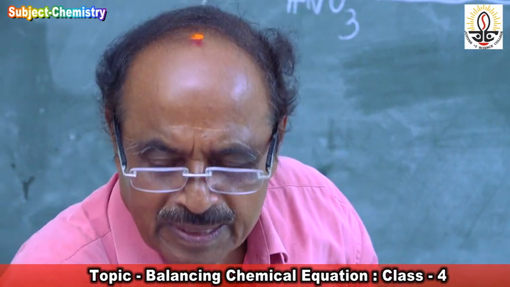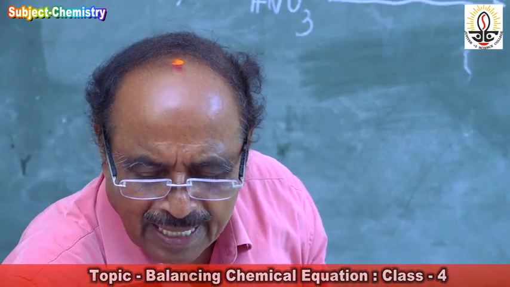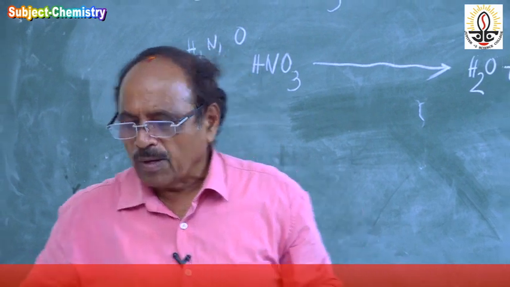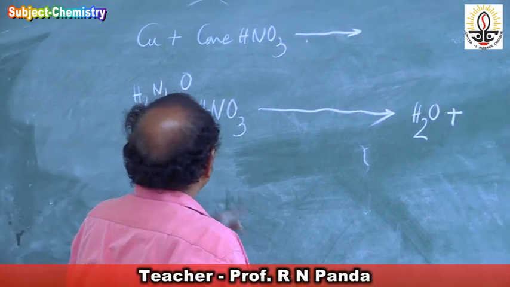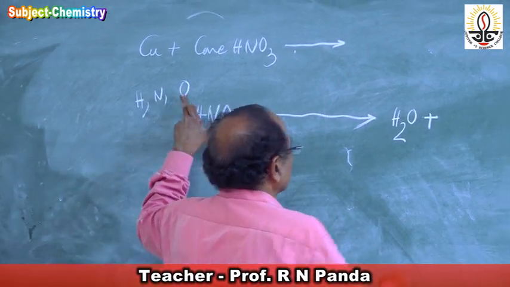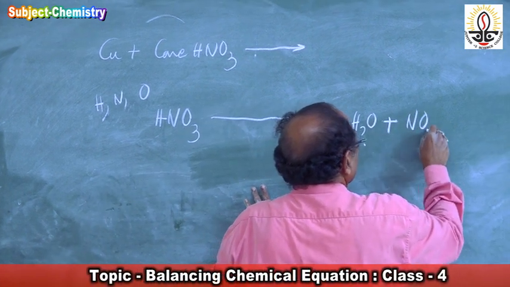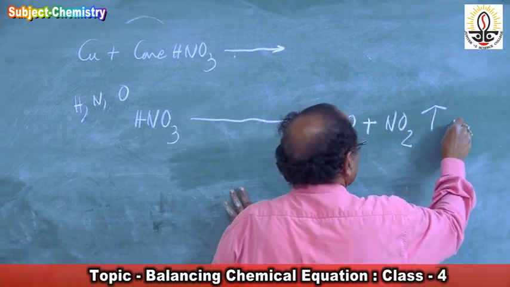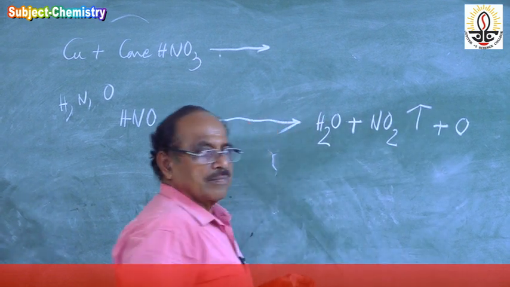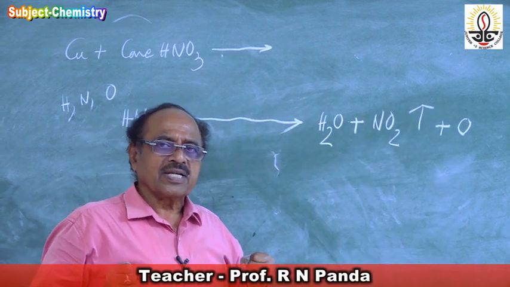So brown gas comes, what is the brown gas? Now brown gas is nitrogen dioxide. Nitrogen reacts with oxygen to produce nitrogen dioxide, the brown gas, and the rest of the oxygen comes out. So this is the way the concentrated nitric acid reacts.